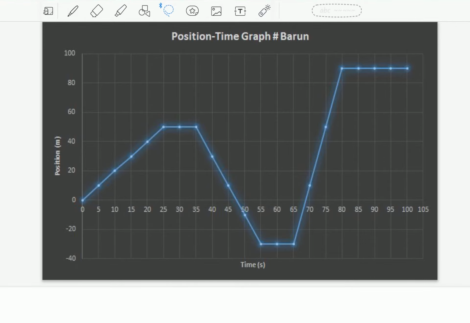In this video, you will learn how to analyze a position time graph. So you are given a position time graph. Here you have time along the x-axis and the position along the y-axis. As the time passes by, the position is not constant, it is changing with respect to the time.